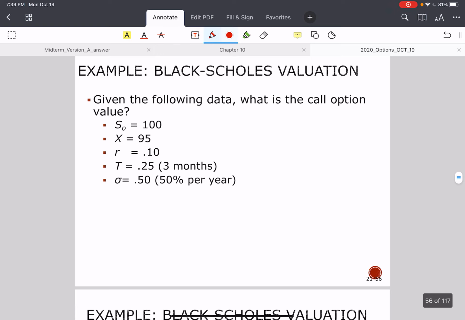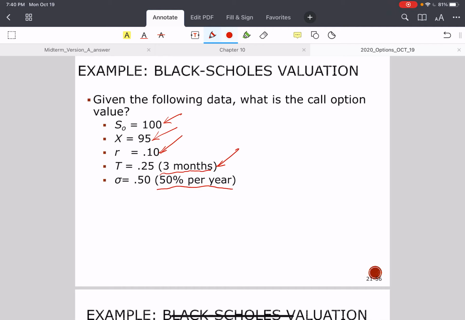Okay, let's see an example here. So let's say we have a call option with the following data. Its current stock price is 100, and its exercise price is 95, 10% risk-free rate, and 0.25 years. That is, it has a time to expiration of 3 months. Again, in this Black-Scholes formula, time is always measured in years, so you have to do this conversion here, right? And then we assume the stock return has an annual volatility of 50%.